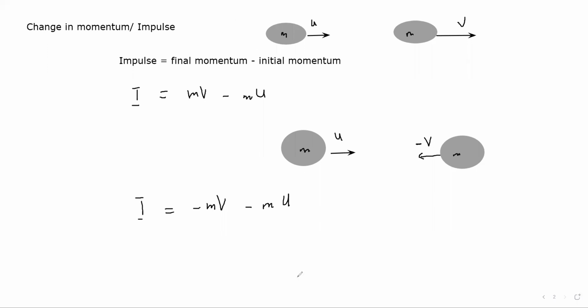And the unit of impulse is the same as the unit of momentum. You can take kilogram meter per second. There's also another unit for impulse, Newton second. Normally we use Newton second, but it can be kilogram meter per second as well.